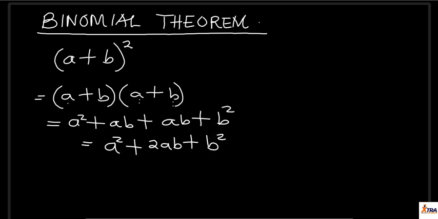Now, by normal standards, you know the coefficients in this case. You know the coefficient here is 1. The coefficient here is 2. The coefficient here is also 1. Now, all these coefficients that we have here are known as what we call the binomial coefficients.